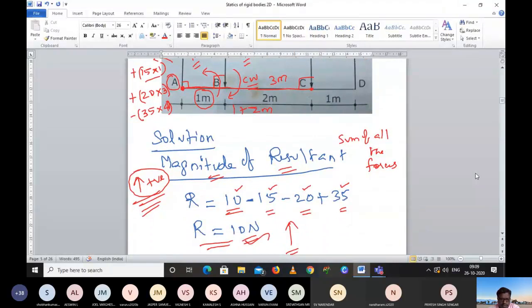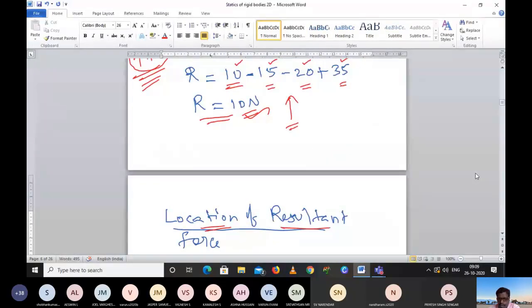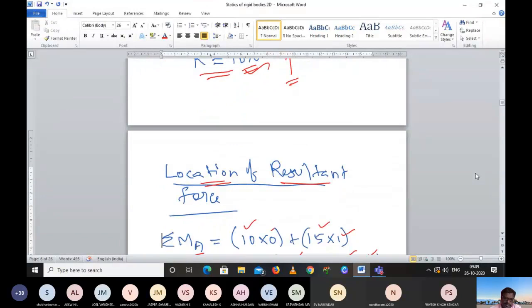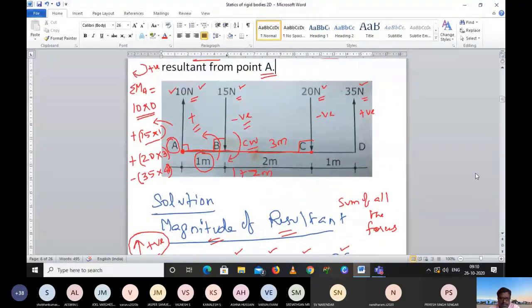Then we calculated the magnitude of the resultant. Further, to calculate the location of the resultant, we use Varignon's theorem and take moment about A. About point A, the 10 Newton does not have any distance, so we put 0. For the 15 Newton, A is fixed. When I apply 15 Newton from A to B, that beam will obviously rotate clockwise, so we take the clockwise moment as positive.